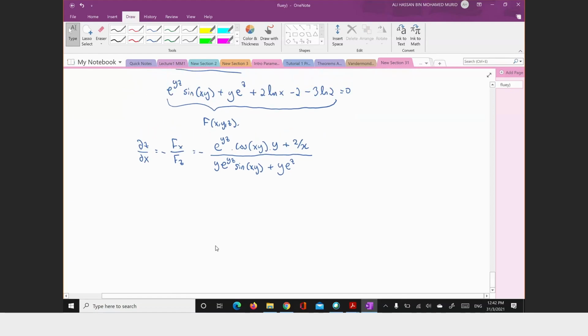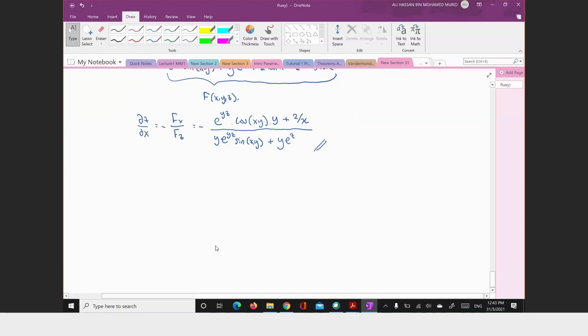You see that it contains z. The result contains z, but that is normal. If z is defined implicitly, normally the result also contains z.